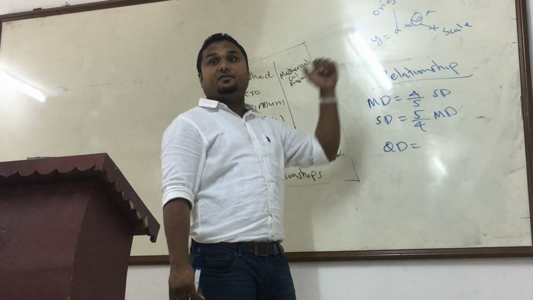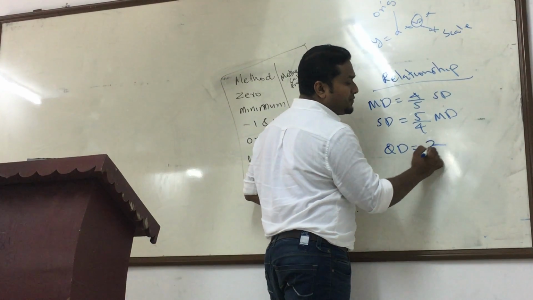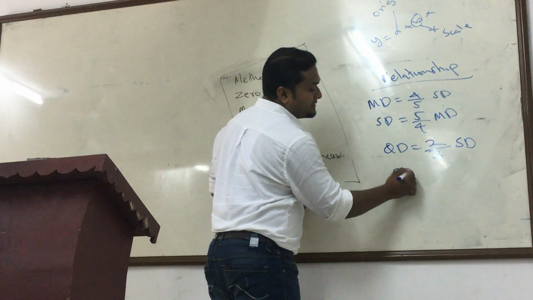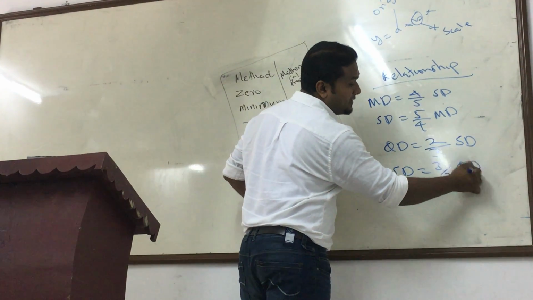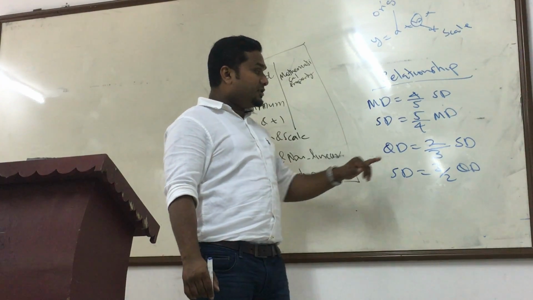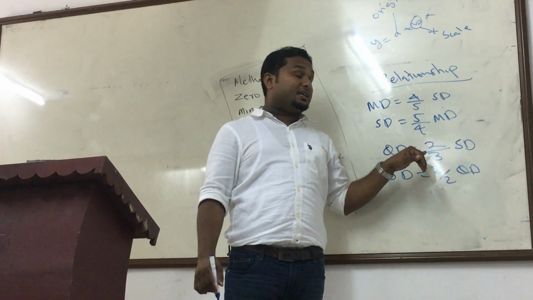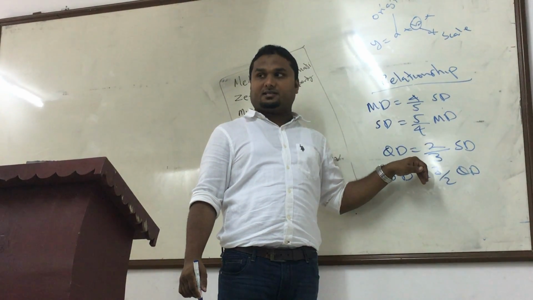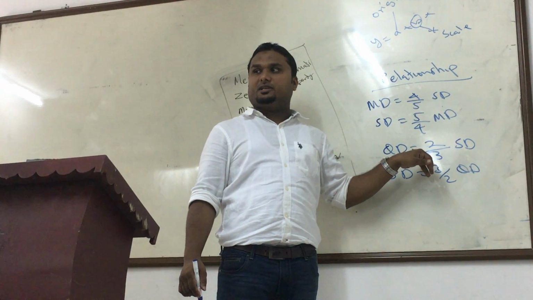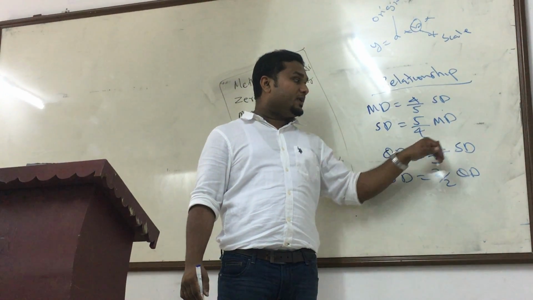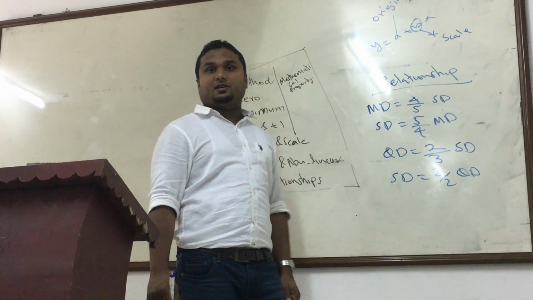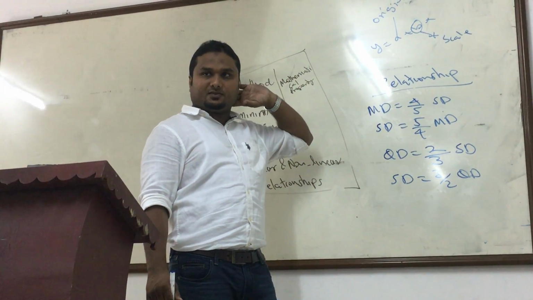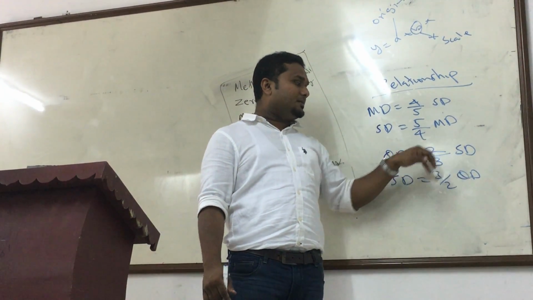But for the exam they used to ask this formula. QD is equal to 2 by 3 SD, and the reverse is SD is equal to 3 by 2 QD. Actually 2 by 3 means 0.66. Actually the exact value is 0.675. But in our exam, this model is common. It is approximately equivalent to that. So QD is equal to 2 by 3 SD, that means around 66%. Actually 67.5 is the exact value. But for the exam, they used to ask this.